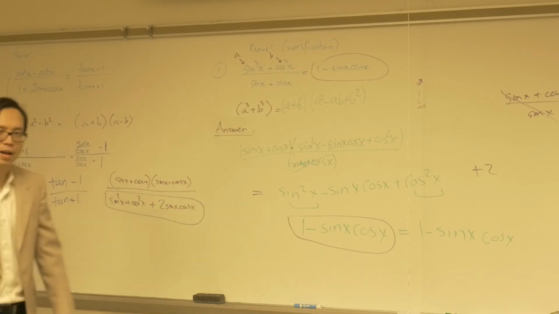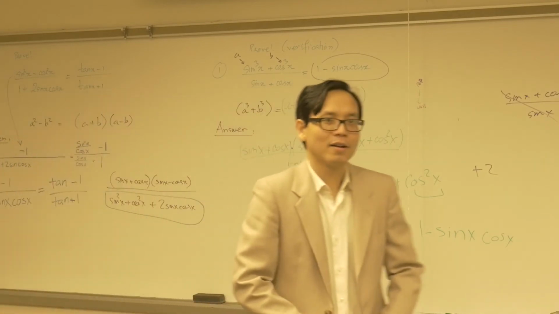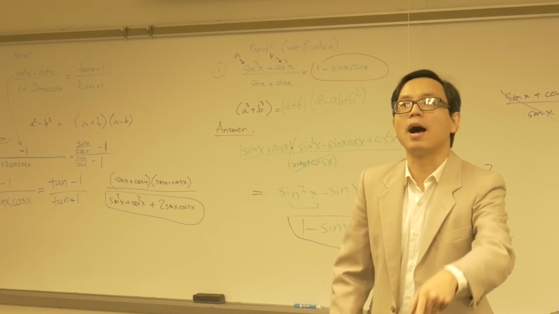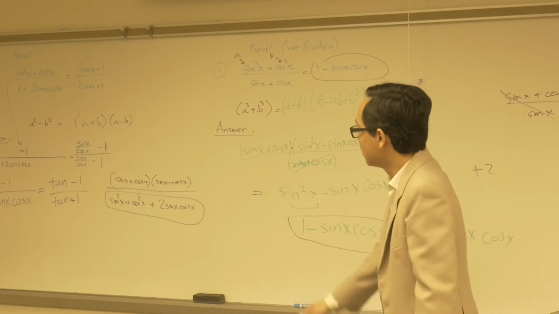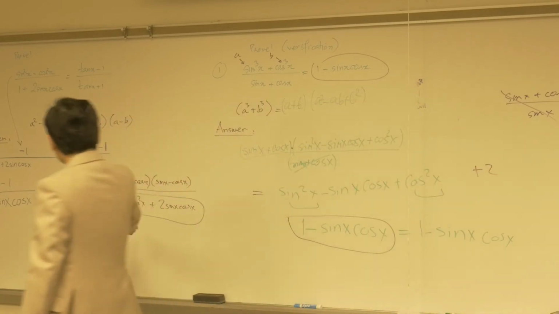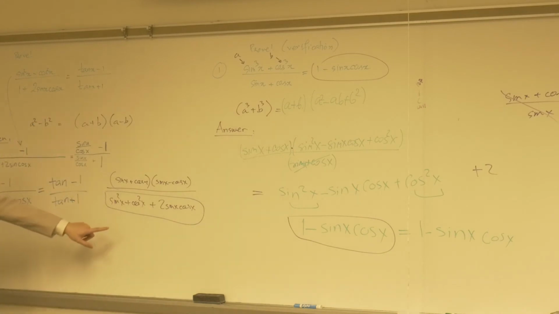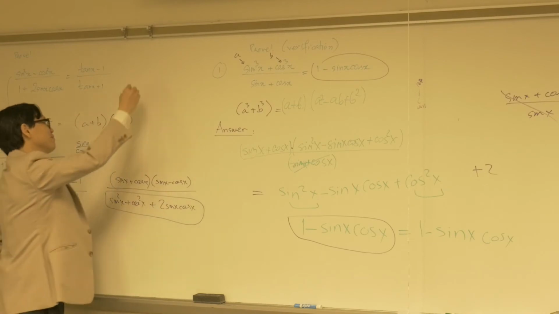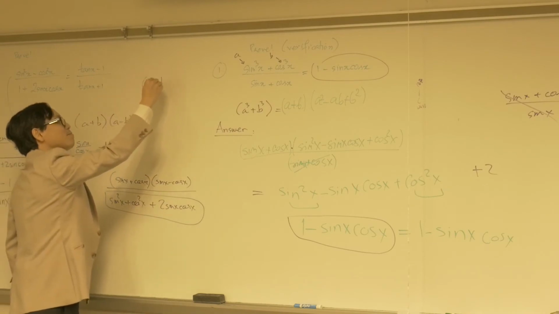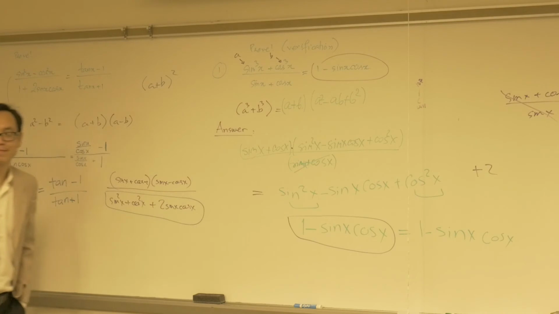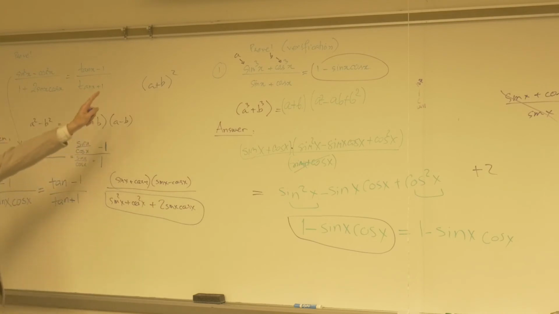What do you recognize? Sine squared plus cosine squared times sine squared plus cosine squared. Everybody recognize that? This is one of the formulas, the a plus b squared. This is the square of the sum.